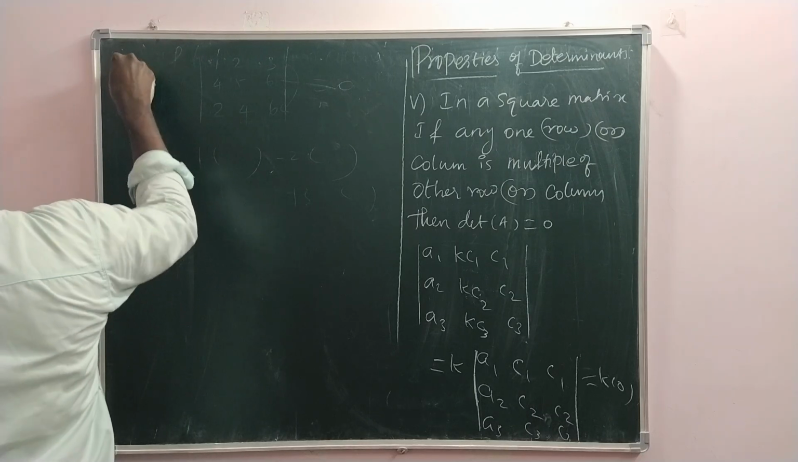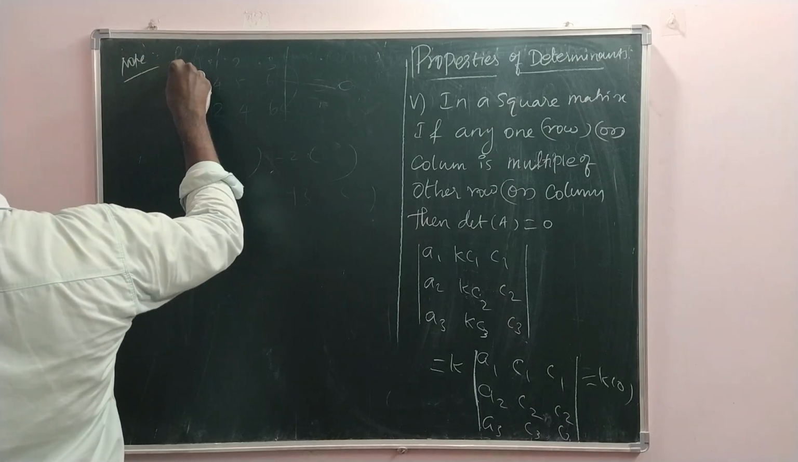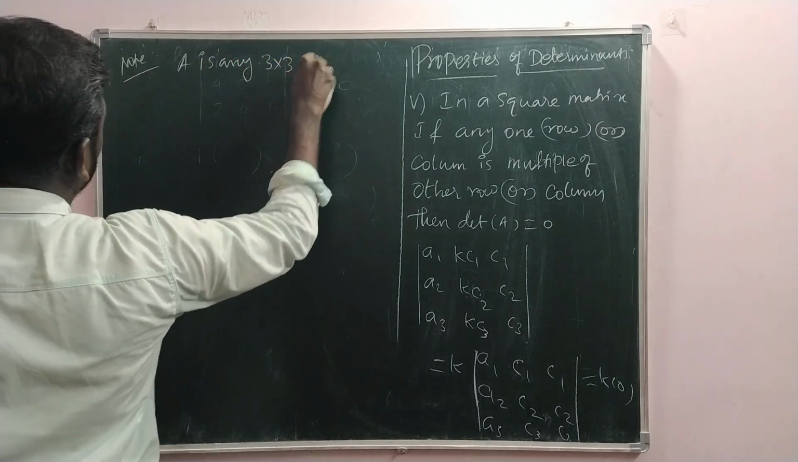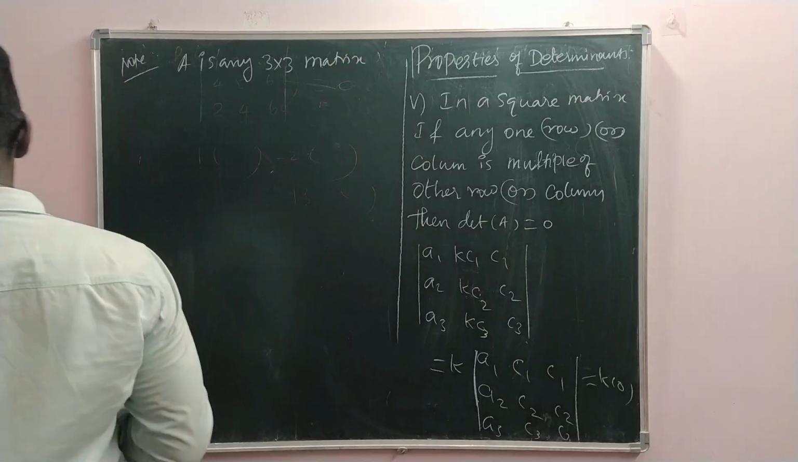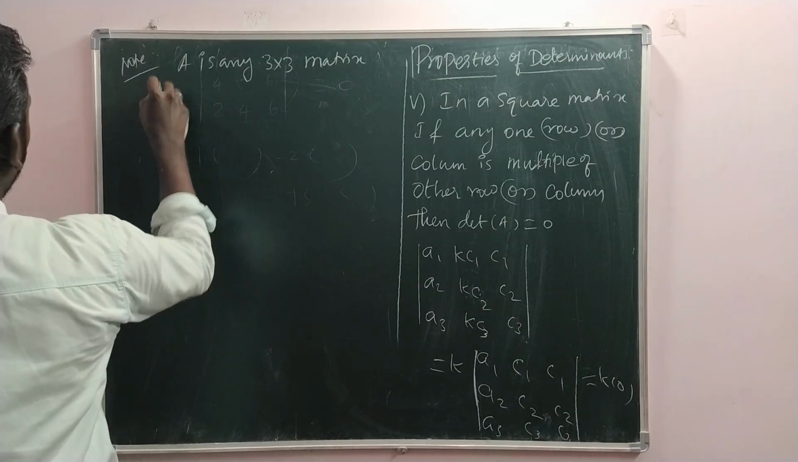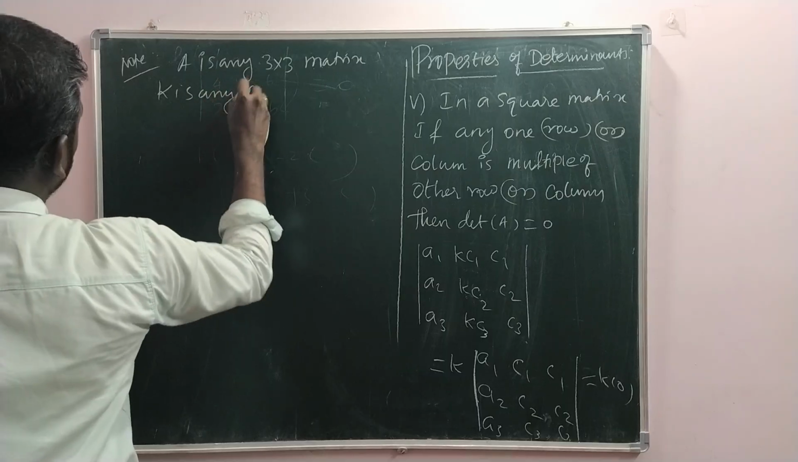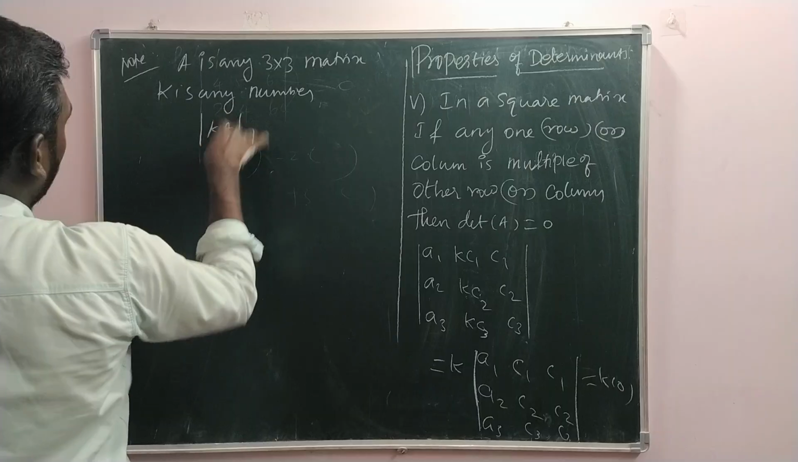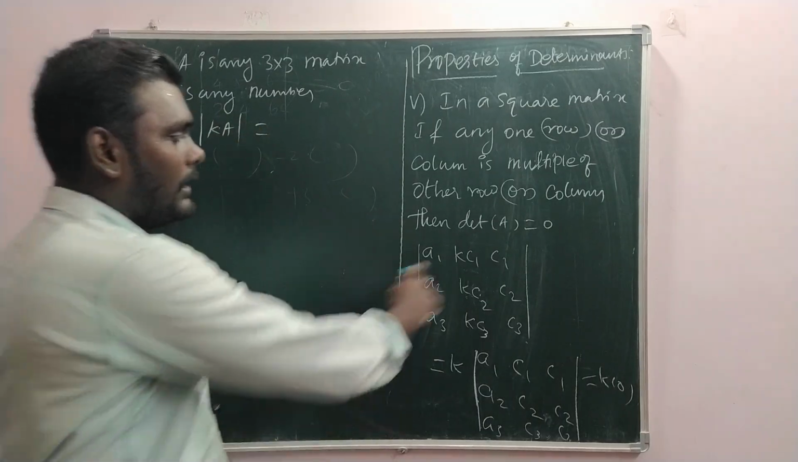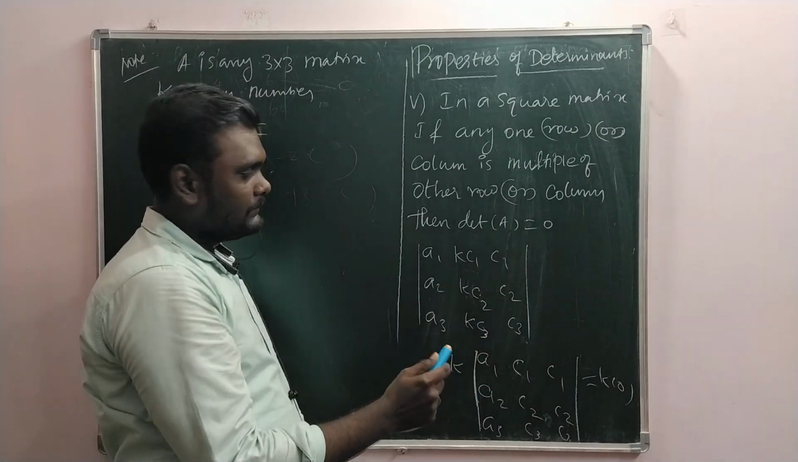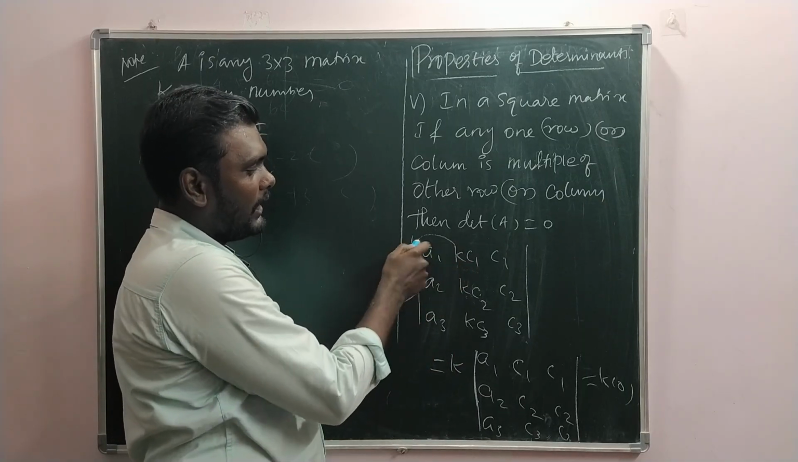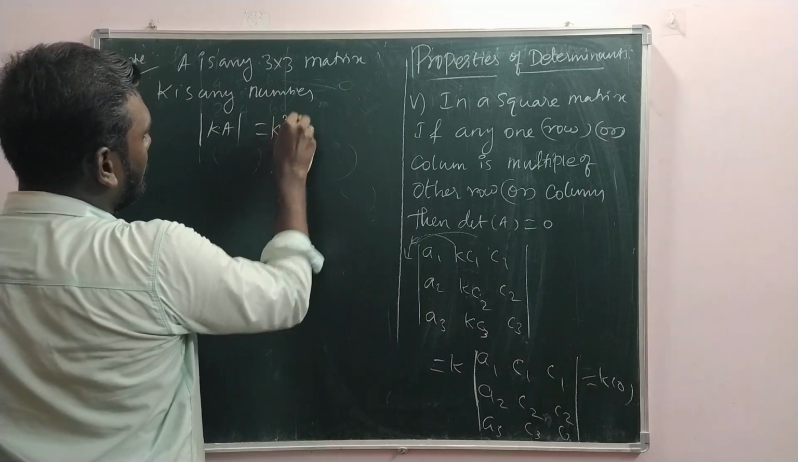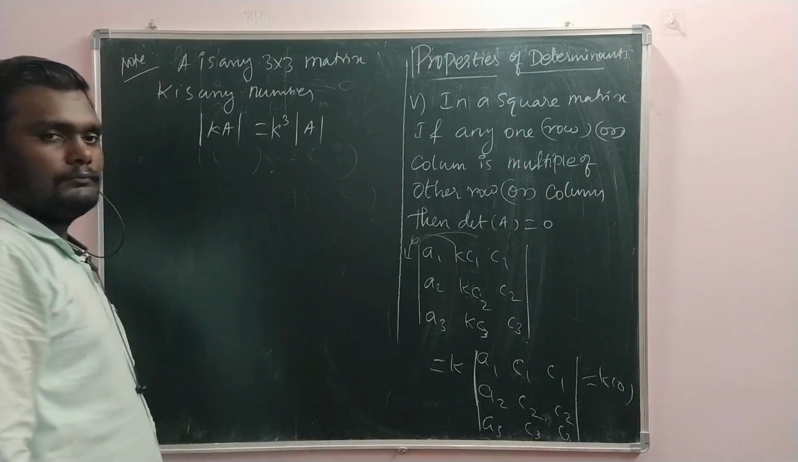Okay, that brings us another note as well. That note is nothing but, if A is any 3 by 3 matrix and K is any number, if you multiply the matrix with K, then each row and each column will be multiplied with K, right? Then for this one K can be taken out, for this one K can be taken out, for this one K can be taken out. So totally 3 times K can be taken out.